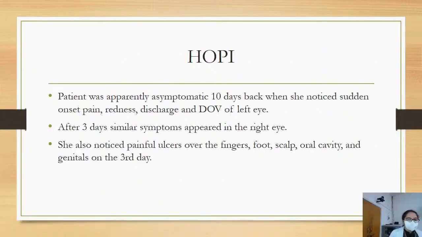History of present illness. She was apparently asymptomatic 10 days back when she noticed sudden onset pain, redness, discharge, and diminution of vision of left eye. After 3 days, similar complaints were noticed in the right eye too. And she had also noticed painful ulcers over the finger, foot, scalp.